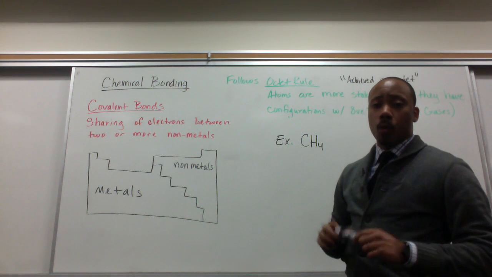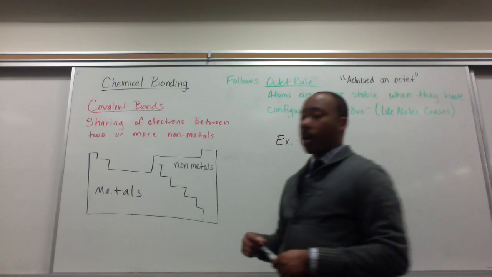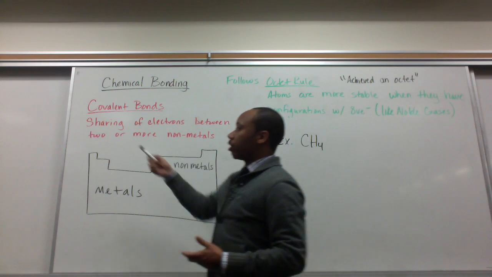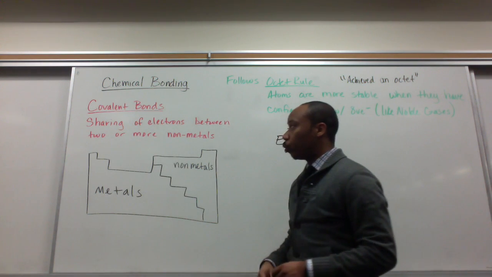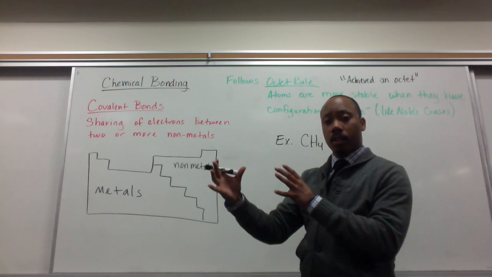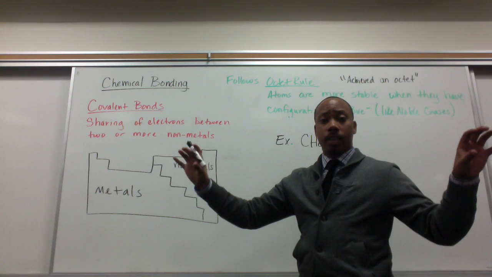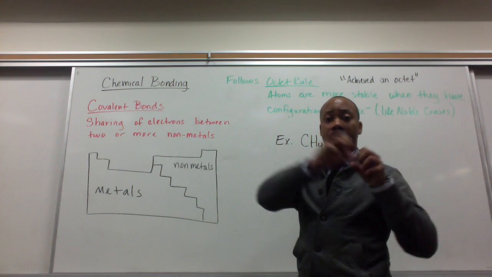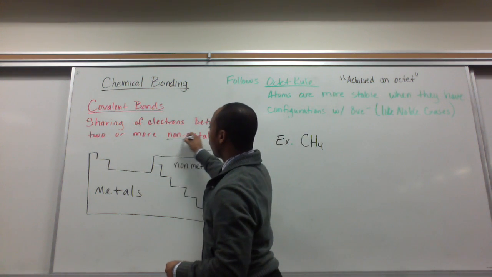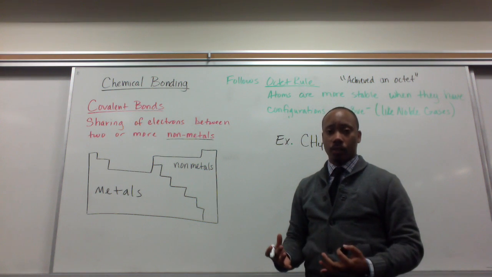Last video we talked about one type of chemical bonding, which was ionic bonding. This time we're going to talk about covalent bonds. Covalent bonding is described as a sharing of electrons between two or more nonmetals. Now remember, ionic bonding was between a metal and a nonmetal. They had two very different levels of ionization energy, causing one atom to take the electrons from another atom. Here we have covalent bonding, which is the bonding between two nonmetals, in which they share electrons.